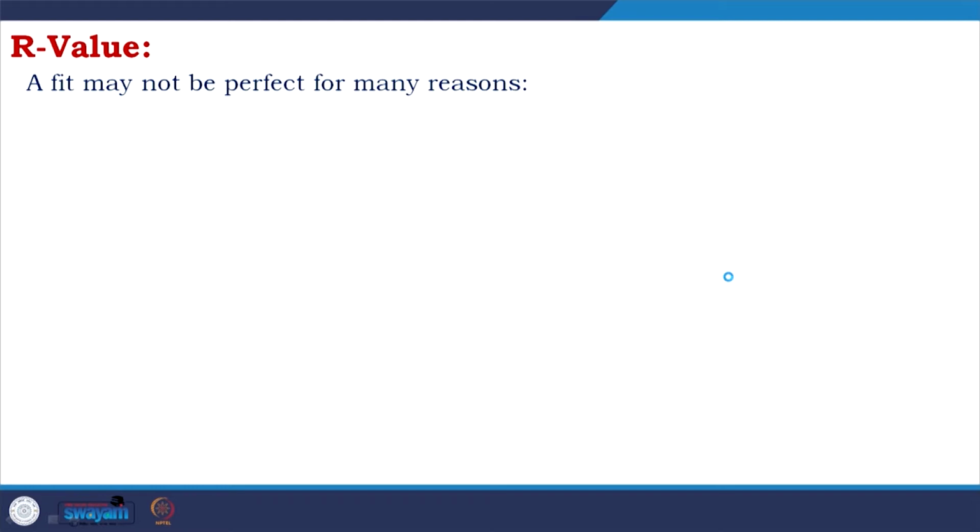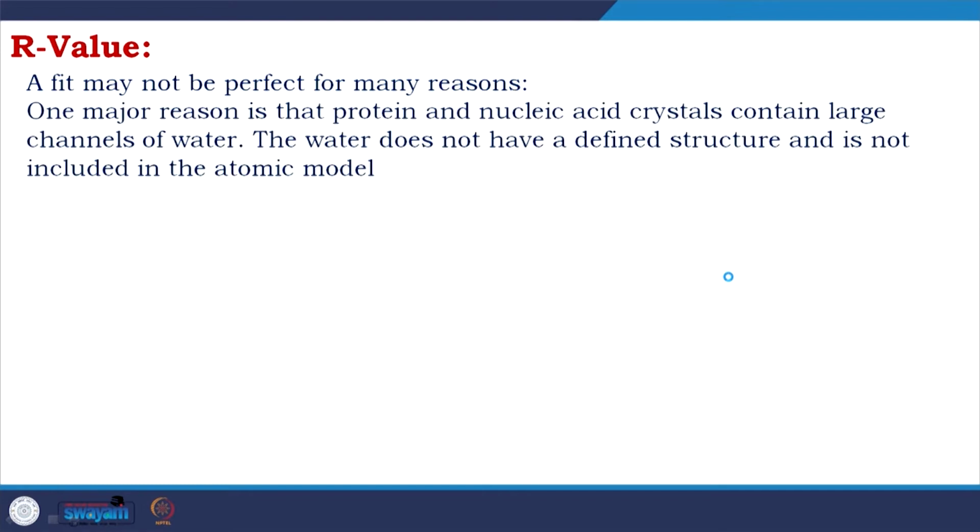In an R value, a fit may not be perfect for many reasons. One major reason is that protein and nucleic acid crystals contain large channels of water. Remember we talked about that: in a crystal, the general conception is that the protein molecule or nucleic acid molecule is frozen, which comes from the idea that we are getting a static model because the molecule is frozen there.